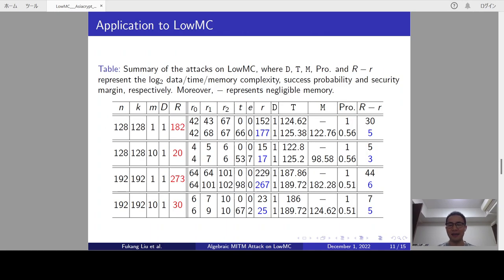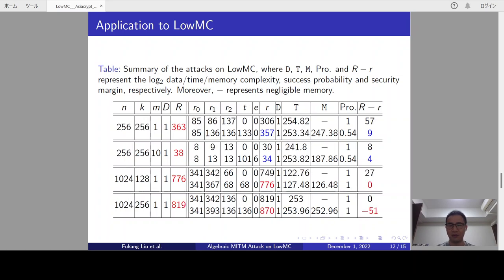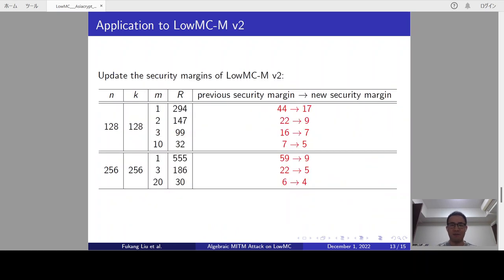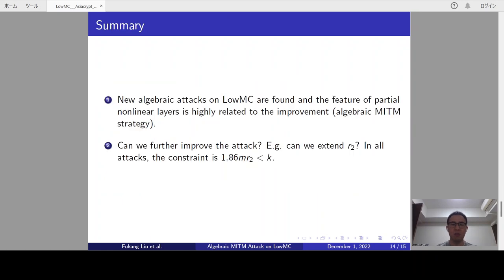With this technique, the security margins of LowMC are significantly reduced, as can be seen from the last column of this table. Similarly, for the backdoor cipher LowMC-M, the security margins are also significantly reduced. In summary, we propose new algebraic attacks on LowMC, and the attacks are highly related to the feature of the partial nonlinear layer.